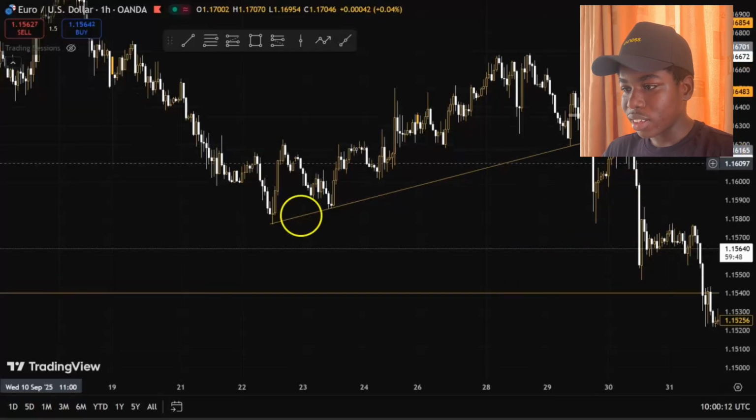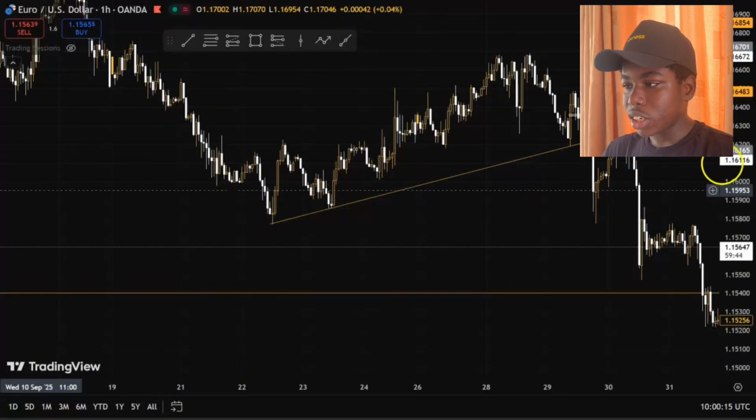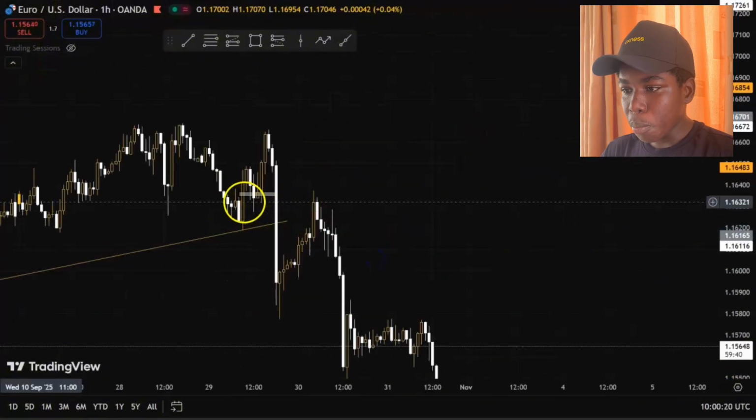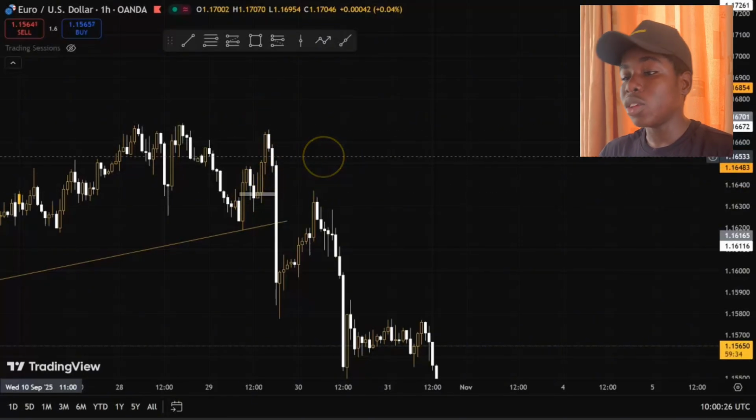Okay, yes, another example is here. So we saw a first touch here, second touch here. What happened? A small bullish imbalance was formed here. We tapped into that imbalance and then we flashed all the way to the upside.